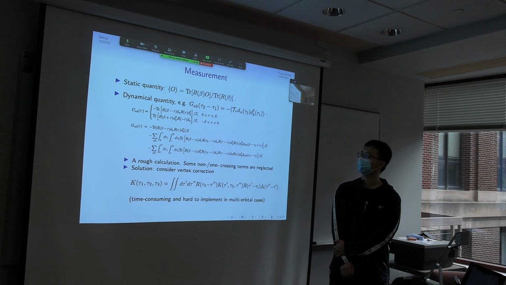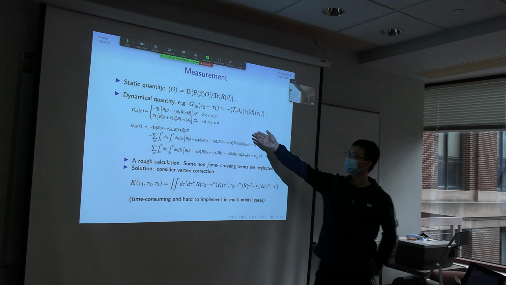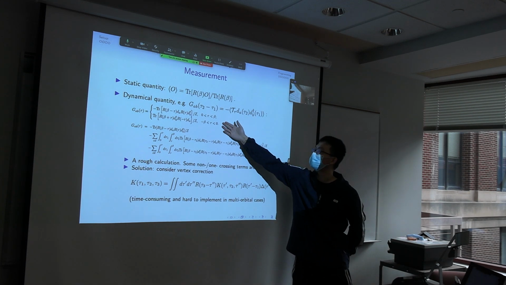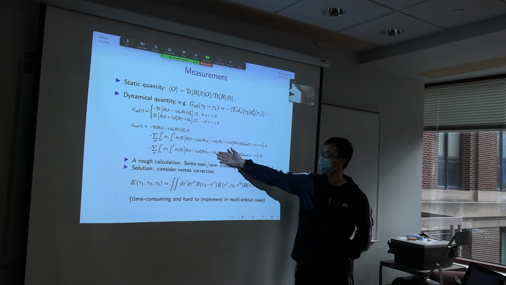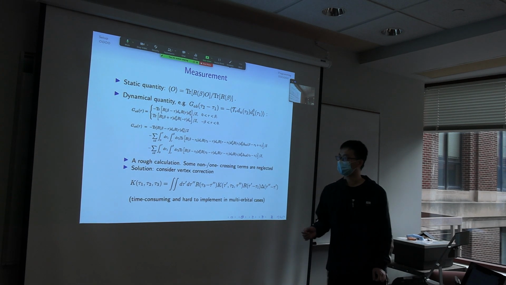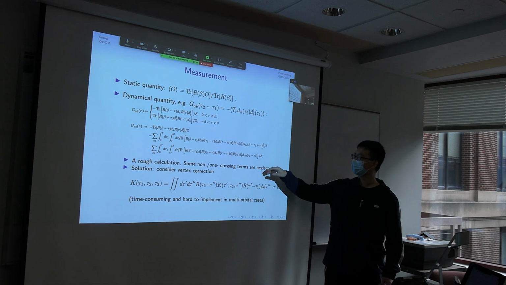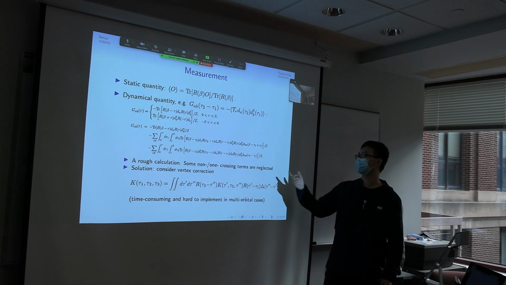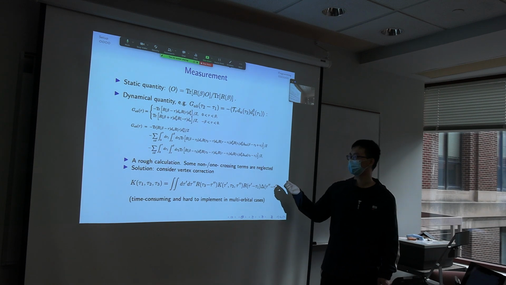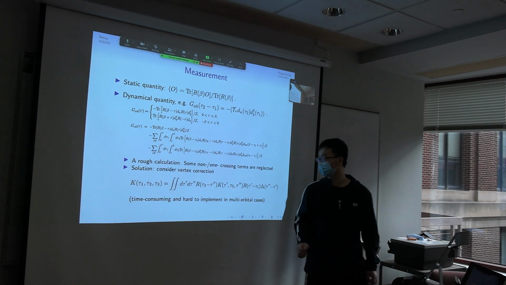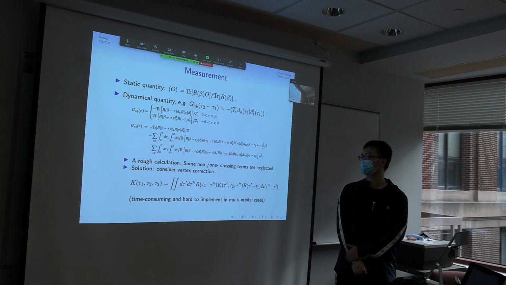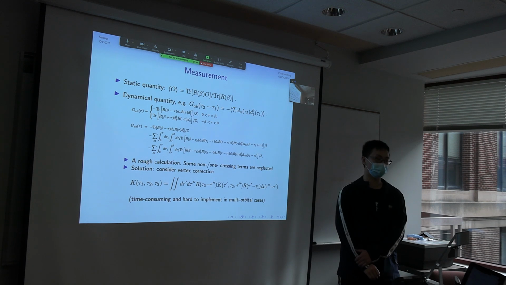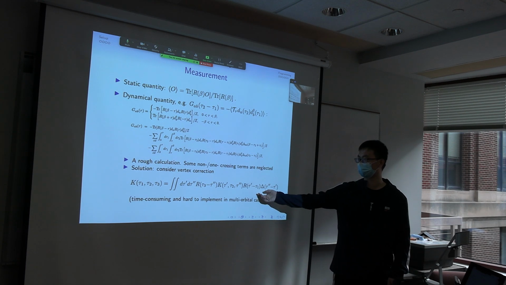And we can also evaluate the dynamical quantity, for example, the single particle Green function, using these two expressions. This one is for the NCA, and this one is an improvement for the OCA. That's what I use in my code, but there's a disadvantage. The disadvantage is that these two equations don't take the vertex correction into account. So the solution is just to consider the vertex correction.